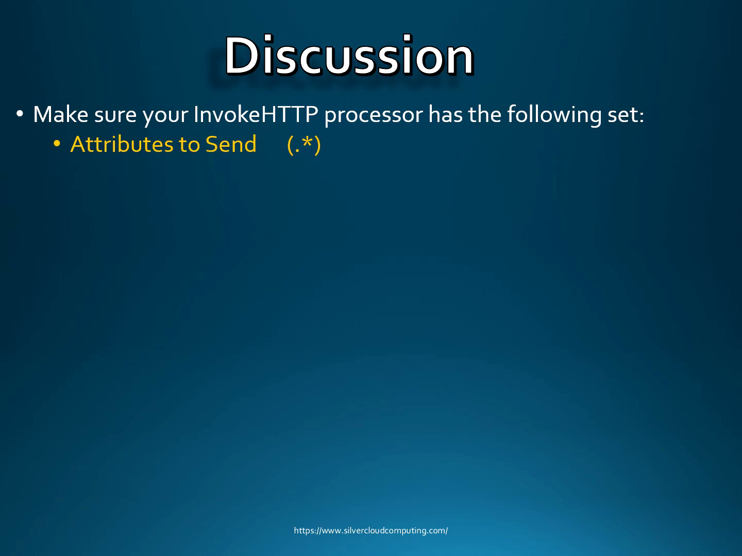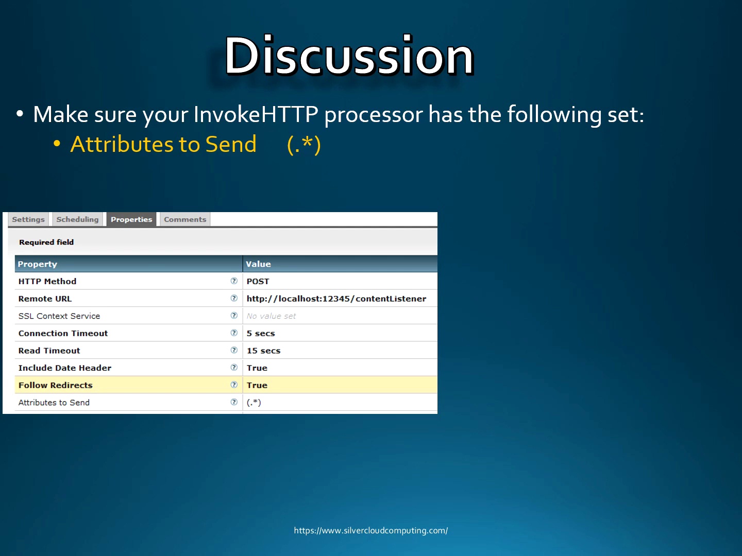The other thing we want to make sure of is that we pass all of the attributes over through our HTTP request. Within the InvokeHTTP, there's a field called Attributes to Send, and I believe that's empty when you first create the processor or drop it into your graph area. I just set that to everything. If you want to set it to mime.type, that's fine, but I just set it to everything so we can send everything through. Look down here at the bottom, it says Attributes to Send.